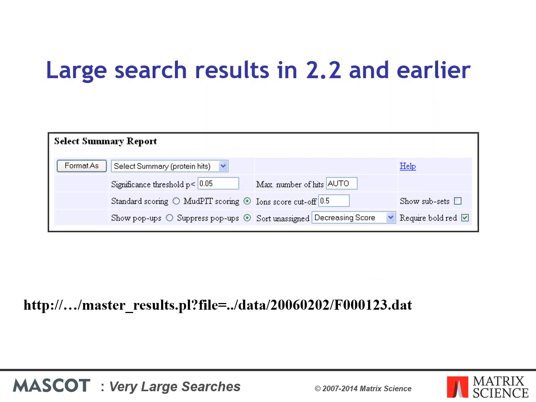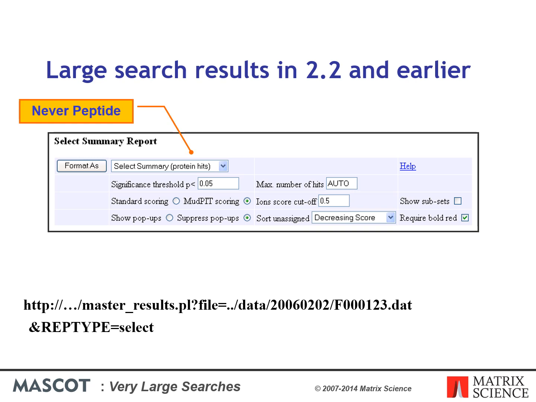If you are still using Mascot 2.2, or if you have some application software that requires the results in the earlier format, and you are encountering problems with timeouts and running out of memory, here are some tips. Ensure you are using the Select report. If you're using a third-party client that has specified peptide summary or protein summary, add this to the URL before opening the file: &rep_type=select.